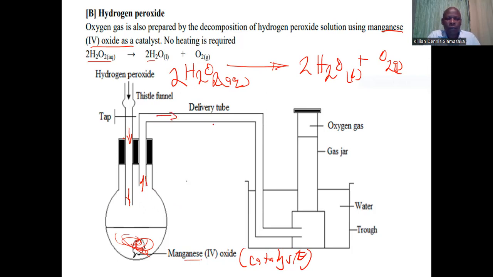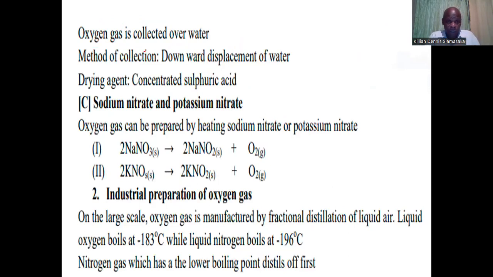Then oxygen will be delivered through the delivery tube until it enters the trough, and then it's collected over water. This is water, and then you have the gas jar where oxygen is produced. The oxygen is collected over water, and the method of collection is by downward displacement of water. The drying agent through which you can pass the gas so that it's dried is concentrated sulfuric acid.